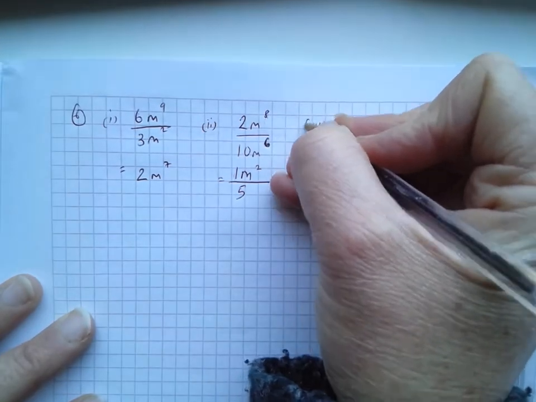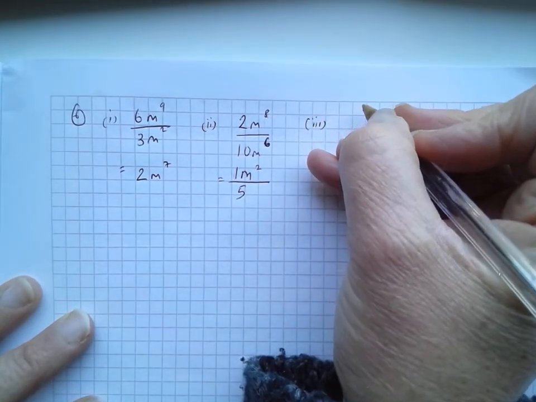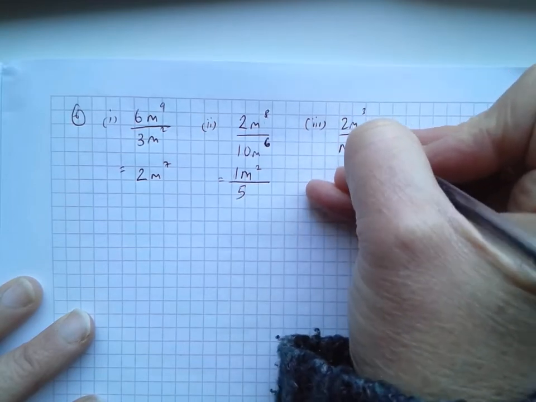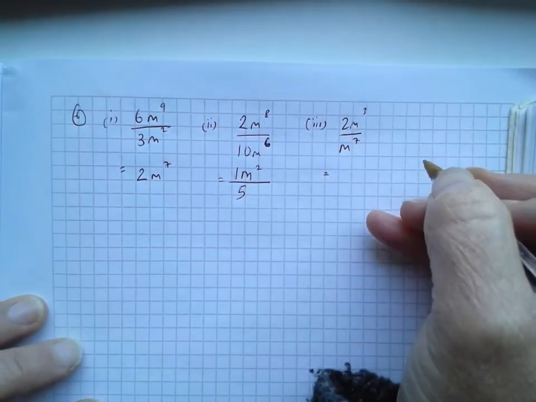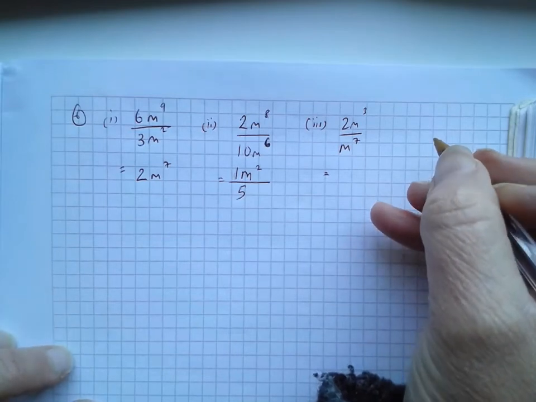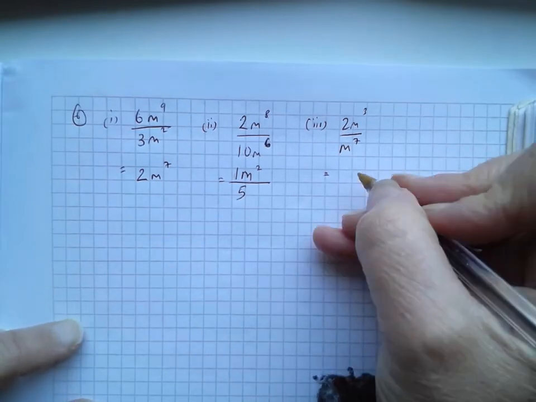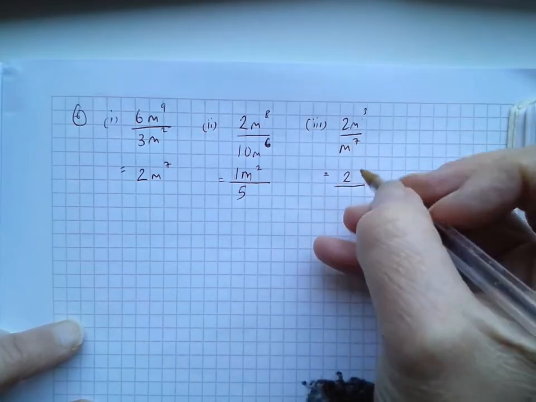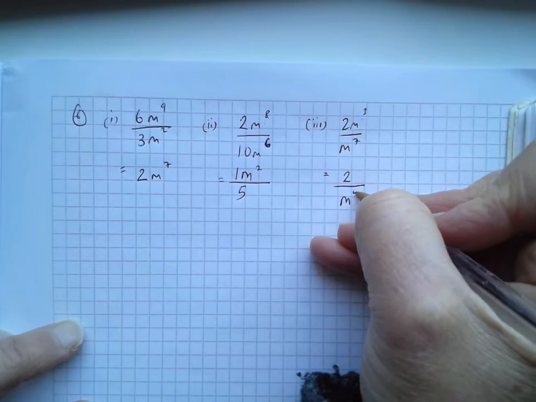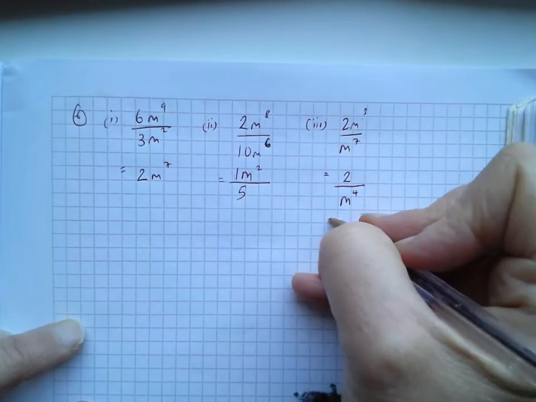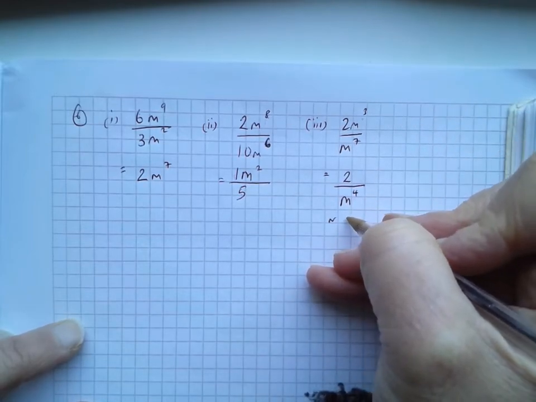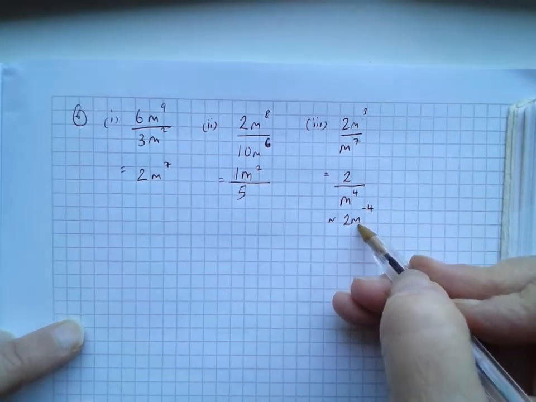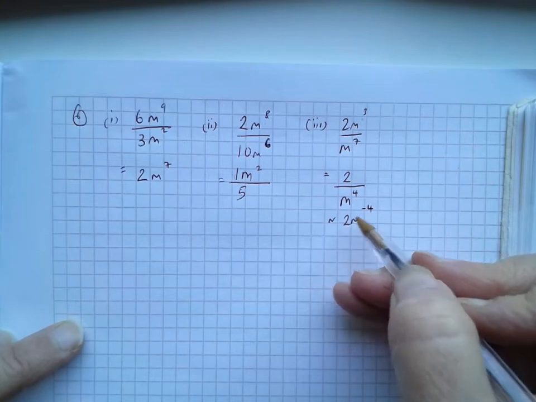Part 3, we have 2m cubed over m to the power of 7. So think this through yourself first. What do you think it's going to end up as? So yeah, the 2 is going to stay as it is on top, but the letters m cubed over m to the power of 7 are going to be m to the power of 4 underneath. Or you could have 2m to the power of minus 4, but the minus 4 there only refers to the m, not to the 2. So you just need to remember that.